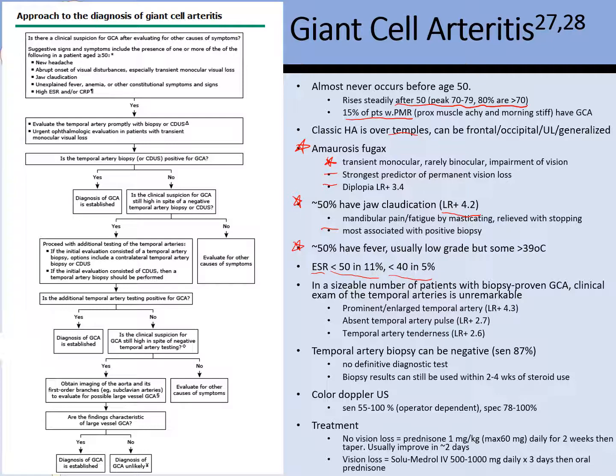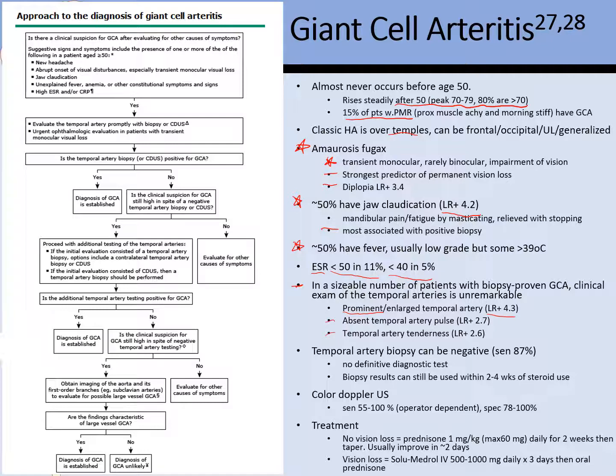Palpation of the temporal artery is a typical exam finding, which I typically perform to document that I thought of the disorder, however does not have much clinical utility, as it usually is unremarkable in GCA. Though if you do notice a prominent or enlarged temporal artery, it can increase your suspicion for the disorder, but an absent pulse or temporal tenderness is not helpful.